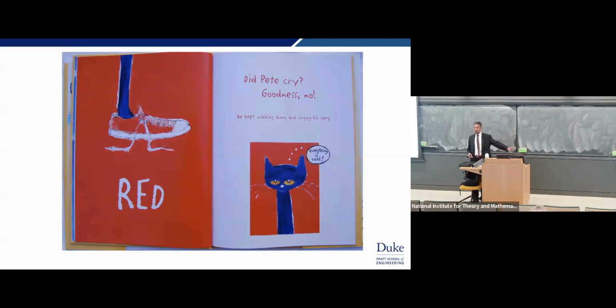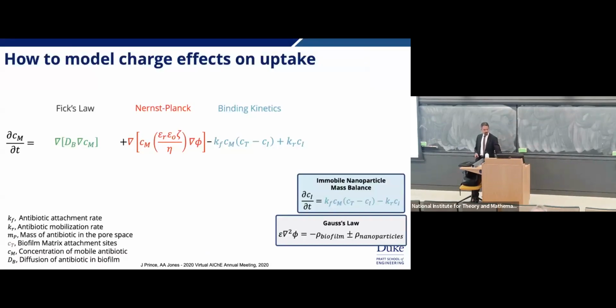Despite all the doom and gloom that I just said about how we can't develop new antibiotics, antibiotics don't seem to work on vascular grafts, and charge doesn't seem to be a factor, we should still be able to go forward, right? So the first thing that my lab did is we asked, okay, how do we model charge effects on uptake? So we took the diffusion equation, so Fick's law.